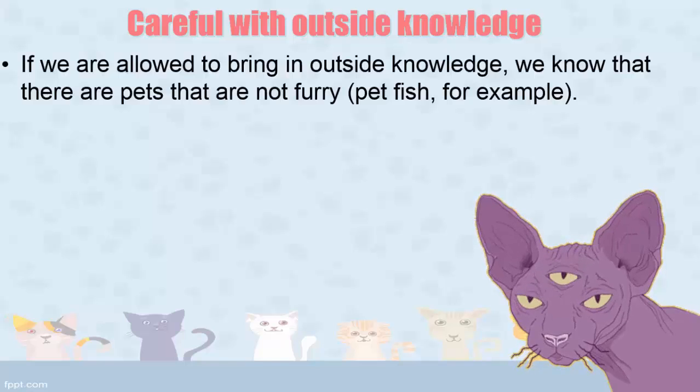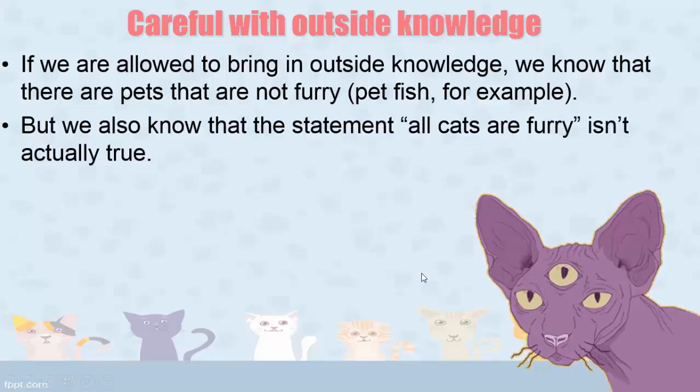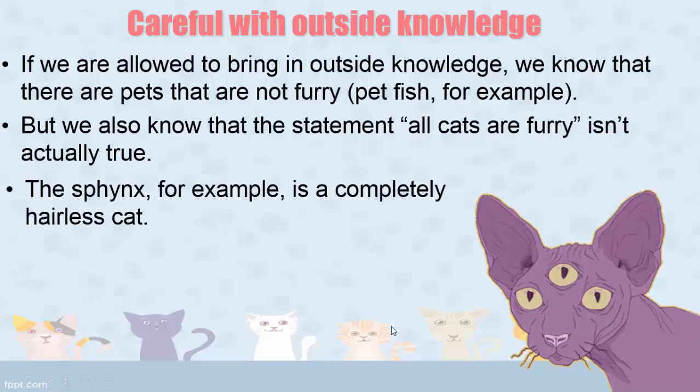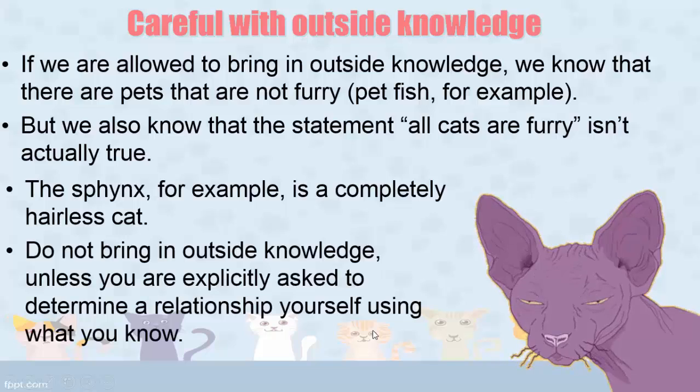So if we are allowed to bring outside knowledge, we know that there are pets that are not furry, pet fish, for example. We also know that the statement all cats are furry isn't actually true either. For example, the Sphinx is considered a hairless cat. So when we're doing these diagrams, we do not want to bring in outside knowledge unless one is explicitly asked to determine the relationship about things you know about.